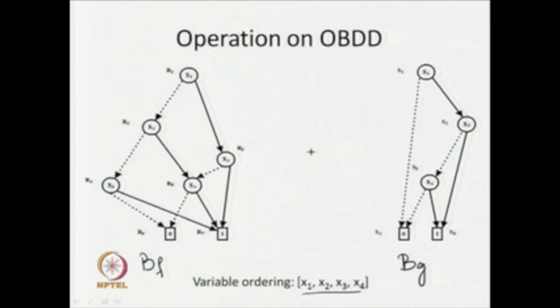By looking into the construction of these two BDDs, we can see that they have a compatible variable ordering, following the same variable ordering. Now, I want to perform f plus g. That is why I am saying that this BDD plus this BDD is going to give me f plus g. Now, what are we going to do?